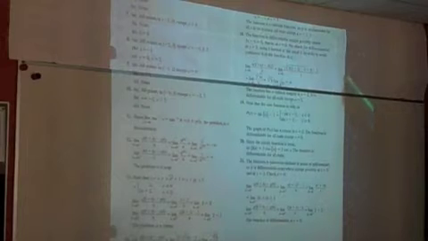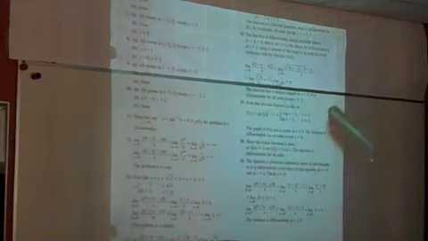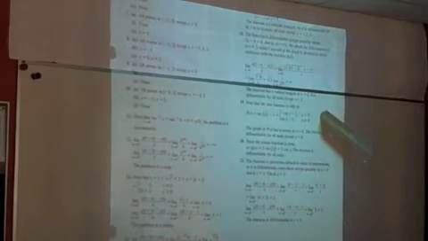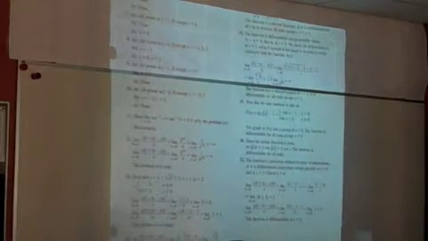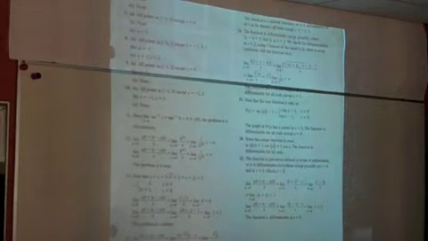19, it's differentiable everywhere except 0. 20, it is differentiable everywhere. 20 is differentiable everywhere. 21, not differentiable. Wait, I'm sorry, it is differentiable at x equals 0.